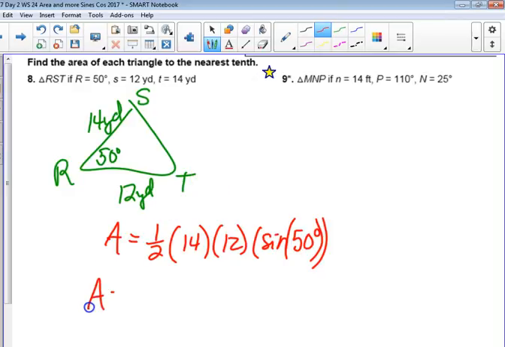$64.3. Okay, we could have used some right triangle trig to find the height and used 1/2 base times height. But this is pretty fast, right? So if we have this information, this is the easy way to do it. Any questions? Anybody not getting that?